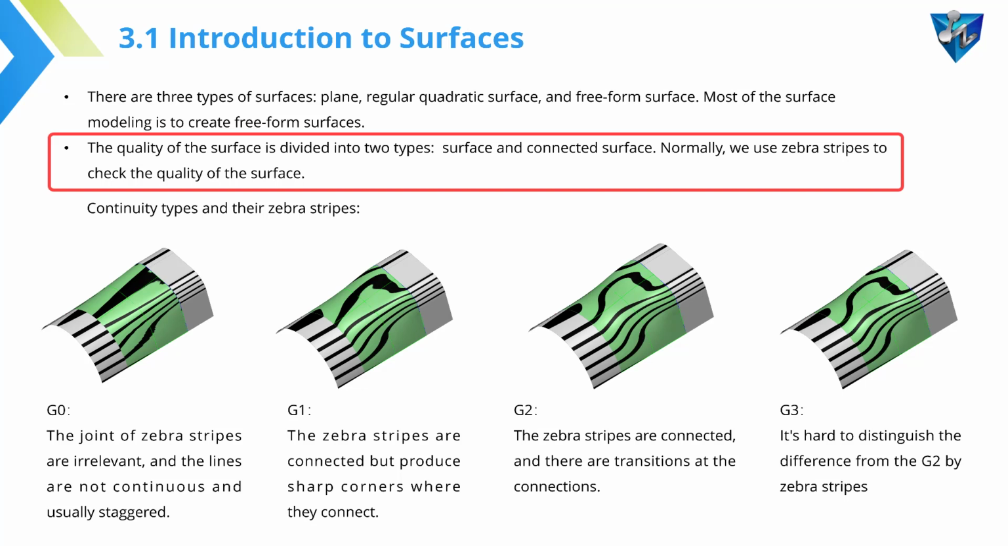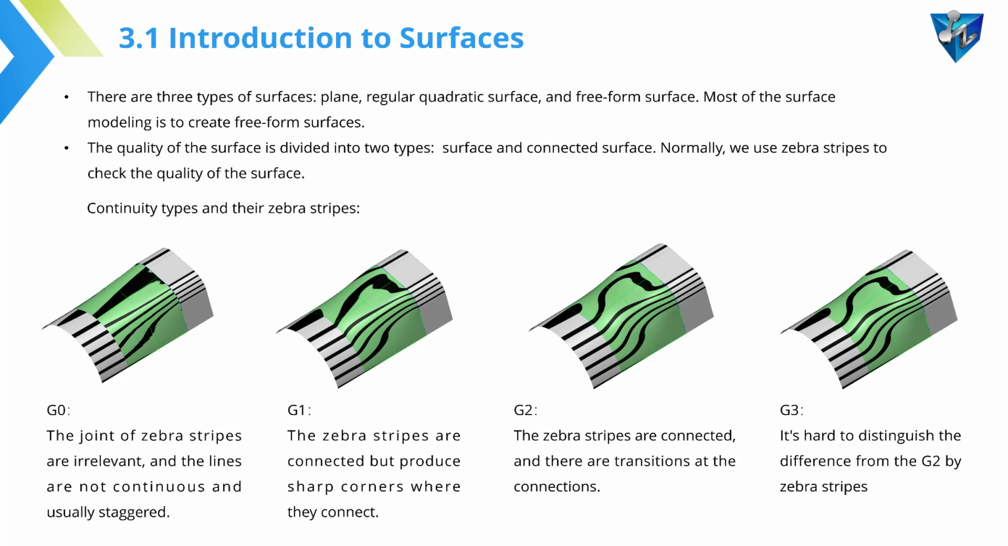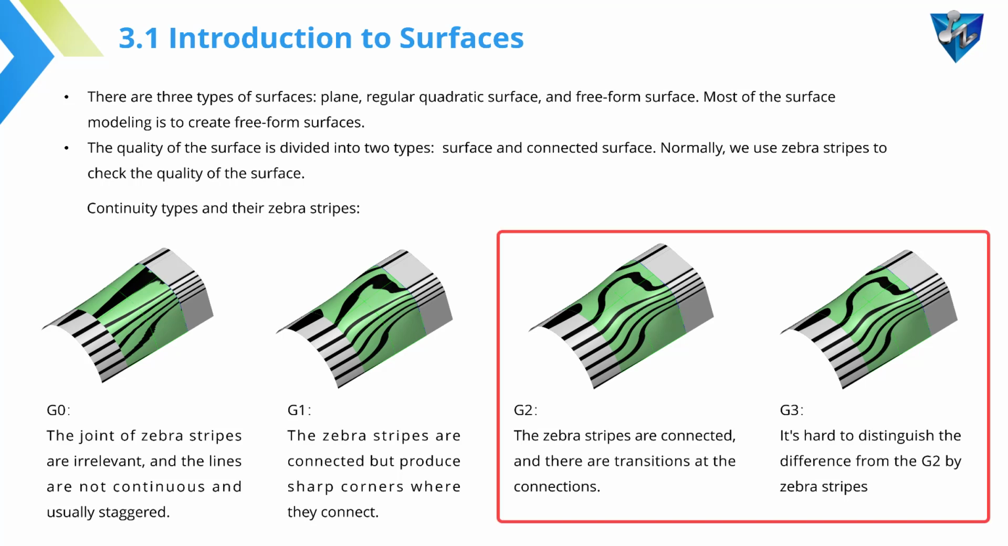But there are differences between the surface and the curve when checking the quality. The curve uses the curvature comb to check the quality, but the surface uses the zebra stripes to check the quality. There are three display types in ZW3D, respectively G0, G1, and G2. Regarding the G3 continuity, the display type is the same as G2.